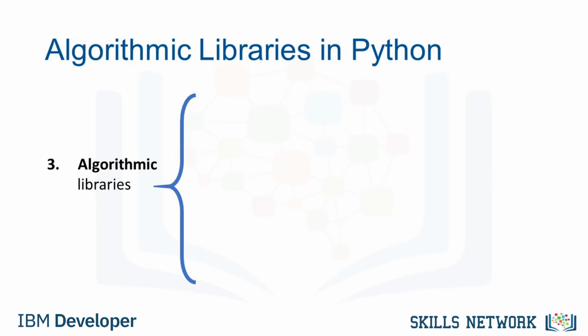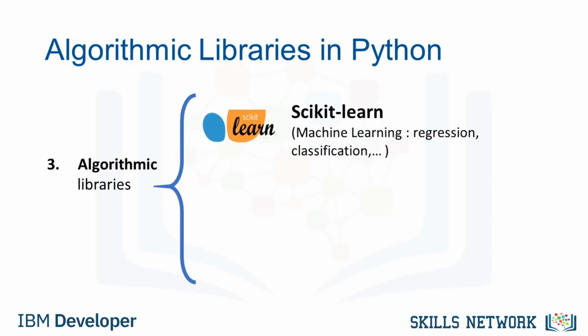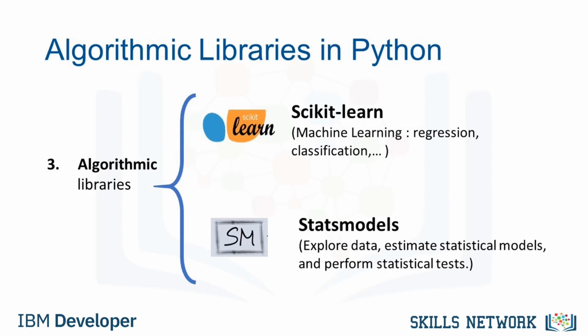Here we introduce two packages. The scikit-learn library contains tools for statistical modeling, including regression, classification, clustering, and so on. This library is built on NumPy, SciPy, and Matplotlib. StatsModels is also a Python module that allows users to explore data, estimate statistical models, and perform statistical tests.